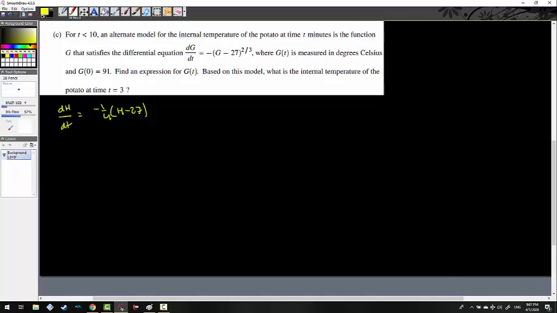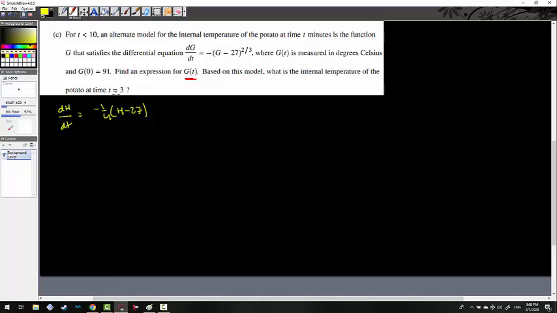Part C says, for time t less than 10, an alternate model for the internal temperature of the potato at time t minutes is the function g that satisfies dg over dt equals negative (g minus 27) to the 2/3, where g of t is measured in degrees Celsius and g of 0 equals 91. Find an expression for g of t, and then based on the model, what is the internal temperature of the potato at t equals 3? So, because they are asking me to find g of t, we are now going to separate this differential equation and solve for g.